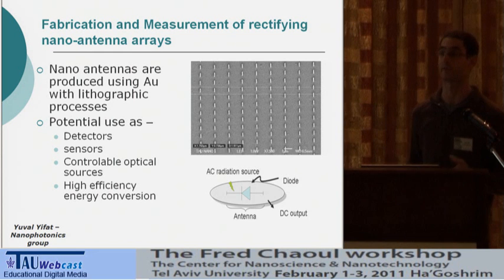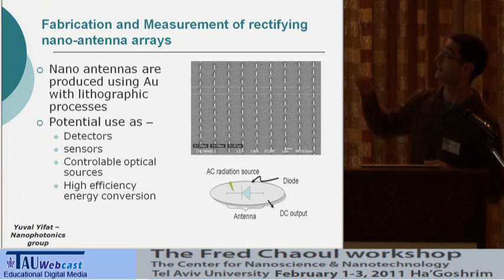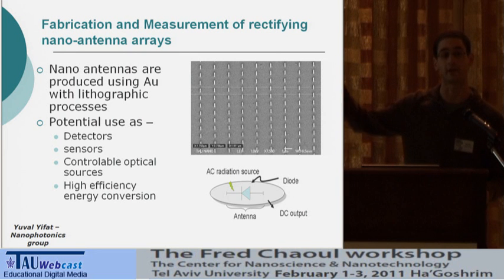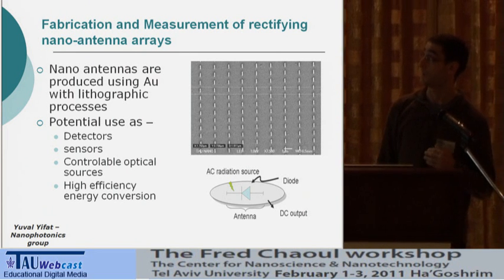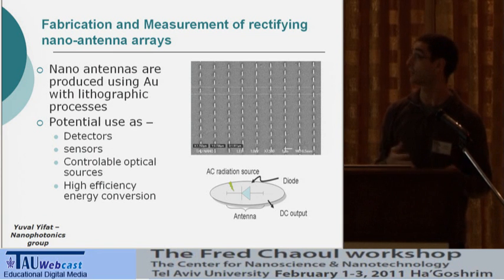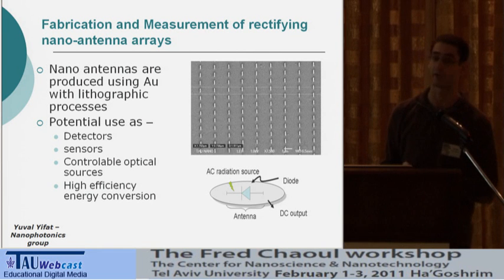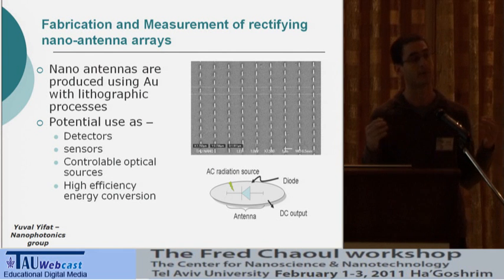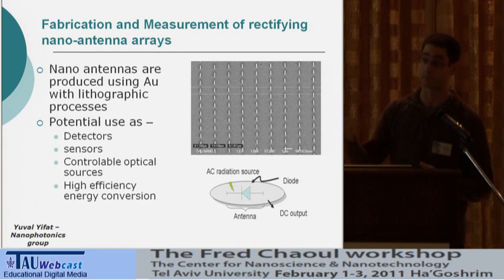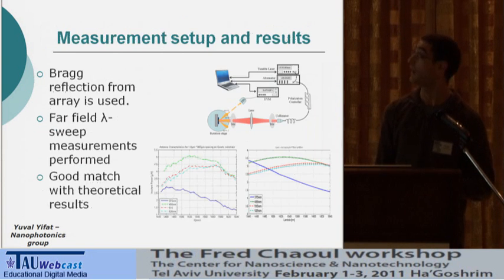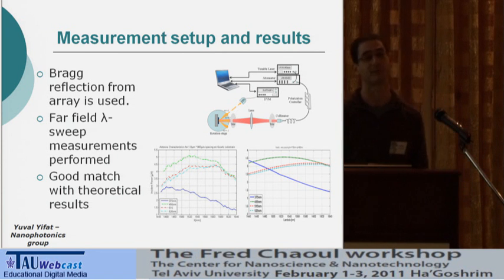Our project, in a nutshell, is the fabrication and analysis of nano antenna arrays, such as the ones seen in the SEM micrograph in the upper right side. It has many potential uses, such as detectors, optical sources, and the keystone of the poster, high-efficiency energy conversion, in which we can transfer AC energy from light sources into DC energy, which hopefully will be used for good applications. The measurement setup is quite complicated, and I'll be happy to bore you to death while describing it. So far, we have a pretty good match between the simulation and the measurement results.